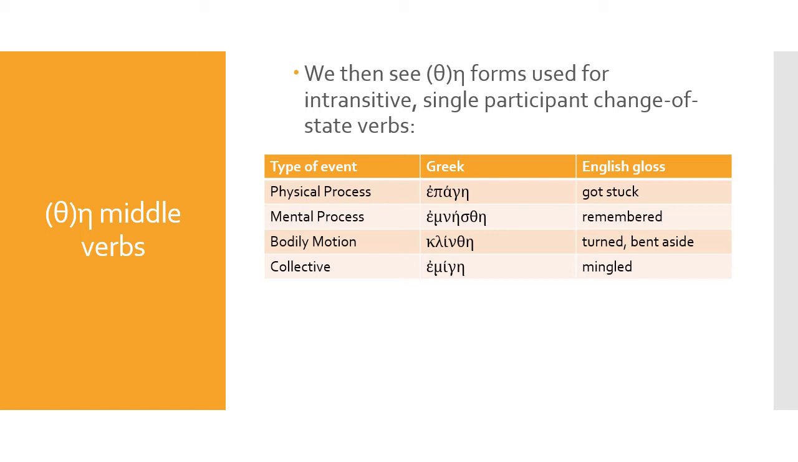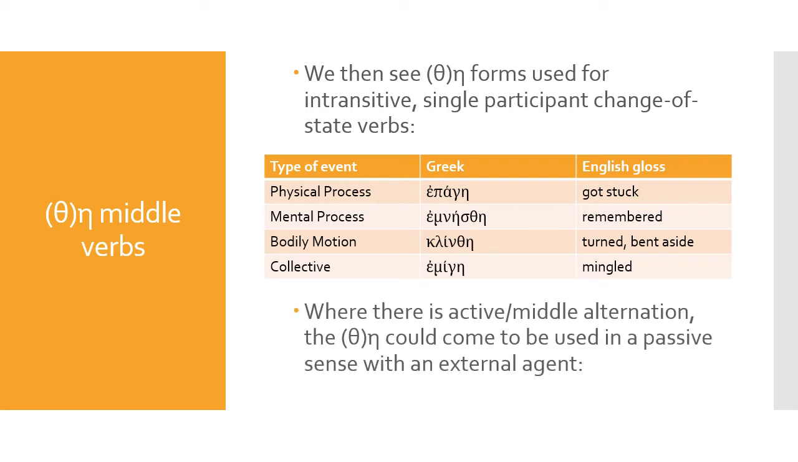Emneste, here we have a mental process. The participant goes from not remembering to remembering, remembered. Klinthe, here it is intransitive. There's no action upon an external object, but a single participant moves their own body, turned or bent aside. Also collective, emige, mingled. Here the subject is thought of as a collective and is treated as a collective, so it remains a single participant changing their state to the state of being mingled.